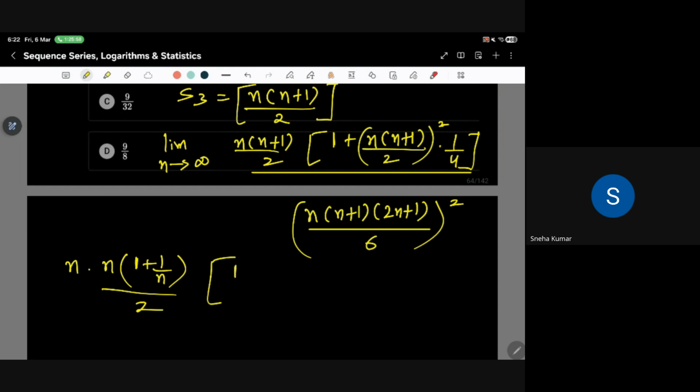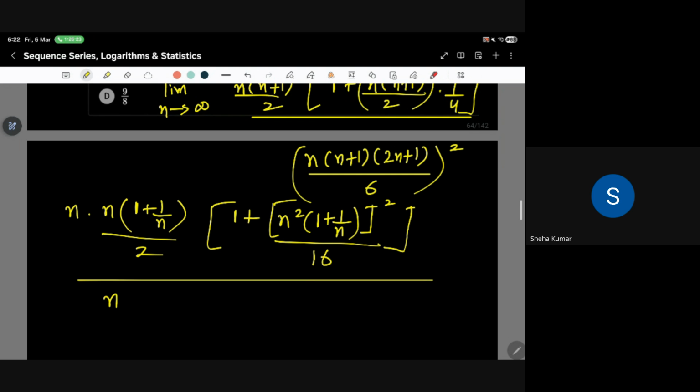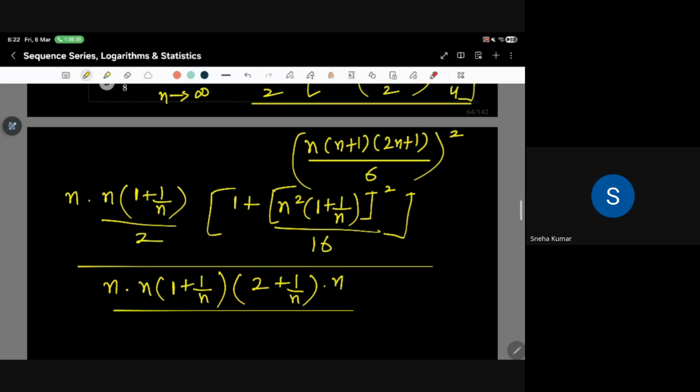Here 1 plus, first take n common out of this, so this becomes n square, 1 plus 1 upon n by 2 square, 4, 4, 4, 16, and this is still in the square. And from the denominator, taking n common from every bracket, this is 36 and this is a perfect square.